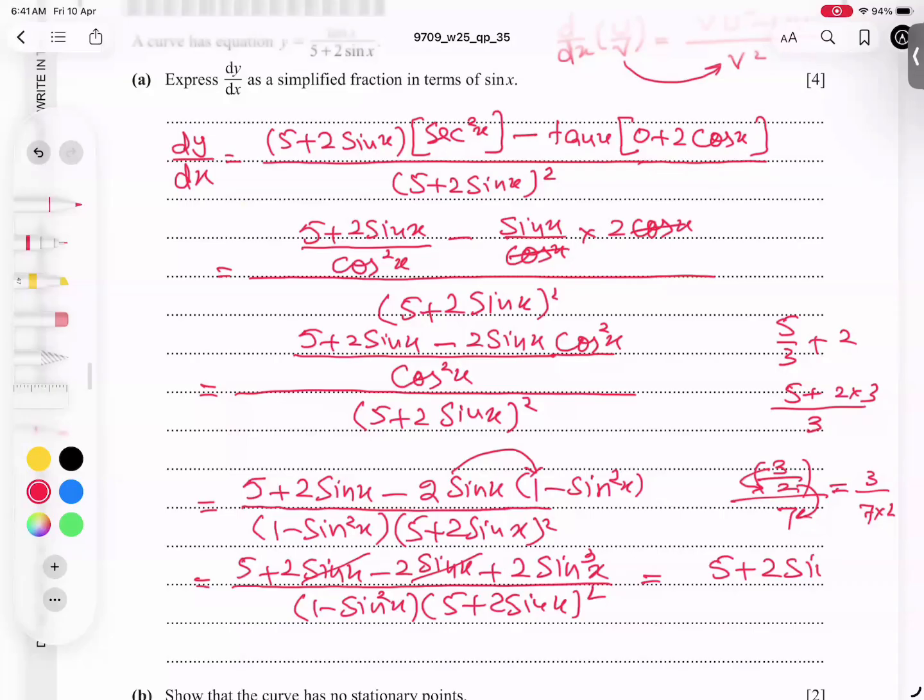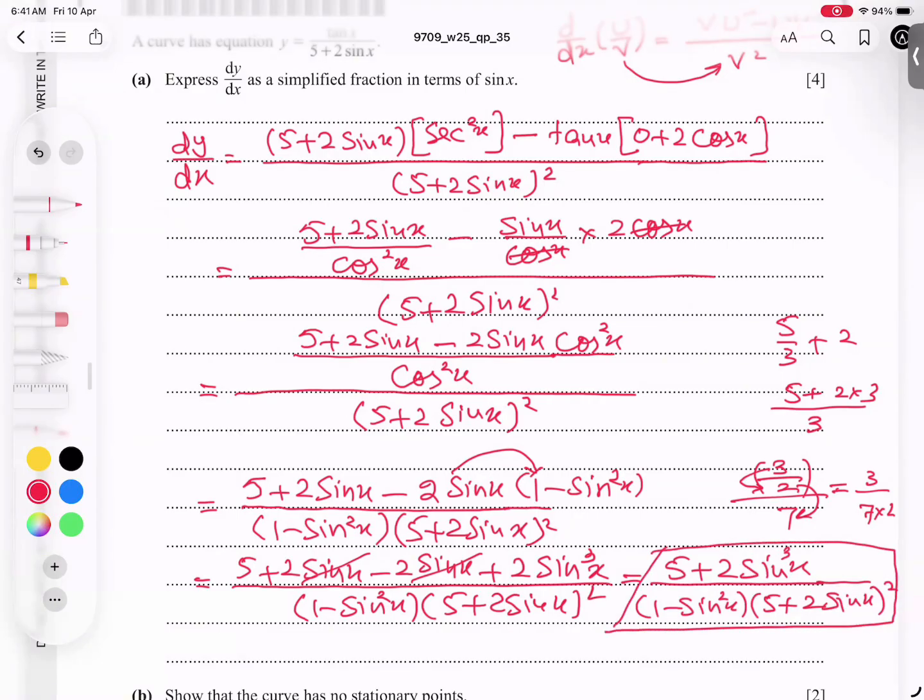Sine cubed x over 1 minus sine squared x and (5 plus 2 sin x) whole squared. And this is my target. Alhamdulillah Rabbil Alameen. I hope so. The concept of the question is very clear.